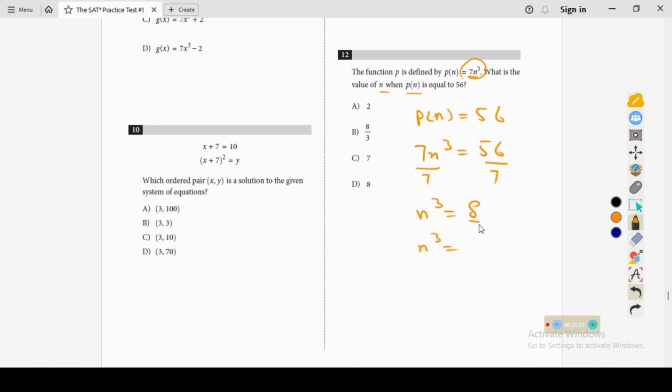as 8 can be written as 2 raised to the power 3. By using the law of exponents, the value of n is equal to 2. So A is the correct answer.